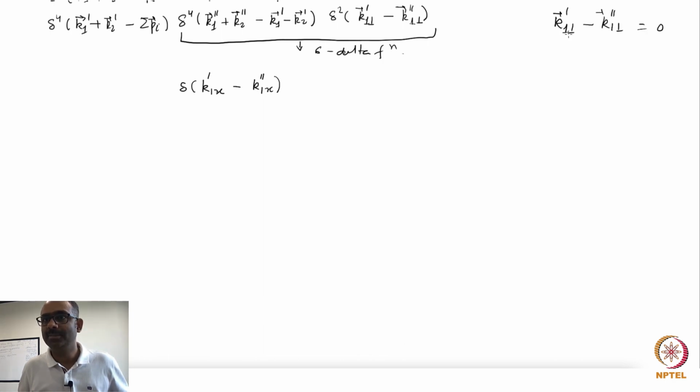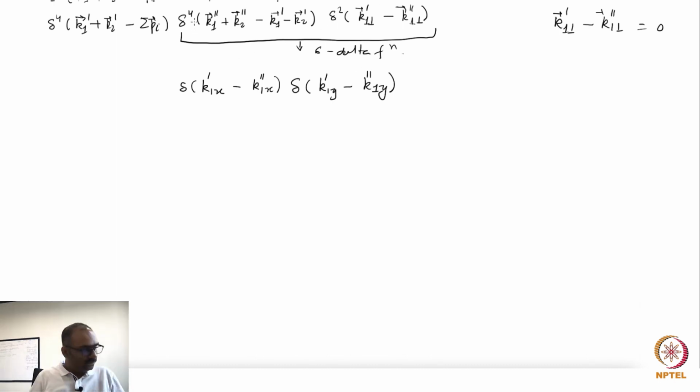Okay. These are basically 2 equations, one for x component and one for y component. That is what I am doing here. So, times delta k1 prime y minus k1 double prime y. Okay. So, delta 2 is written in this way. Now, let me write down the delta 4.